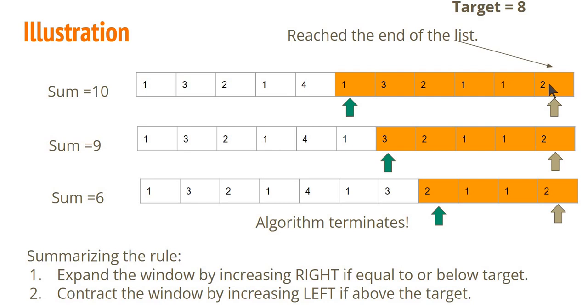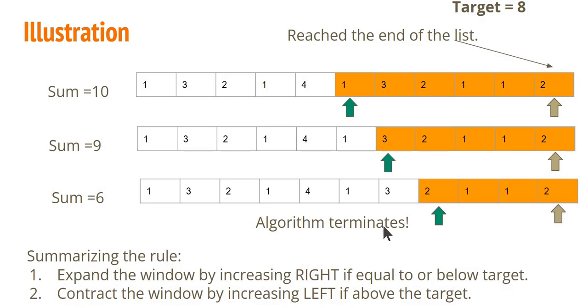Think about the situation. If the last item is 8, and if I were to stop my algorithm right here, I am going to miss this point, right? So I will continue with my rule. My sum is more than 8, so I contract the window by moving the left pointer inwards. Sum becomes 9, still more than the target. I contract the window again. Now the sum is 6, which is less than the target.